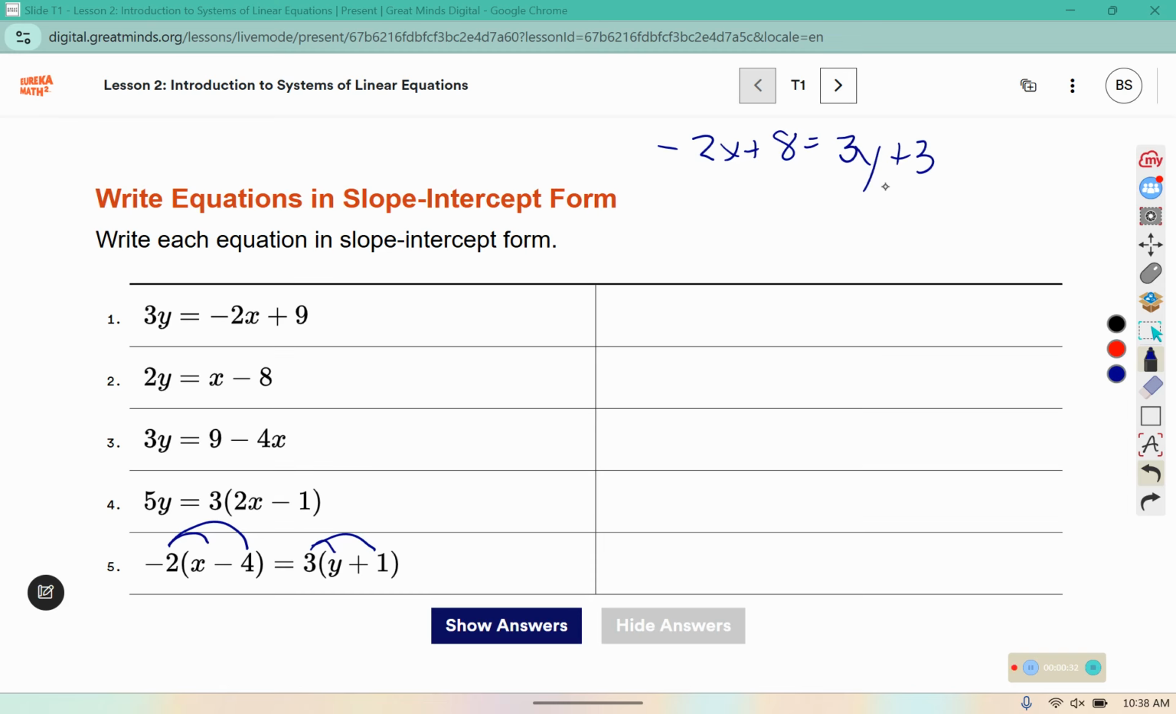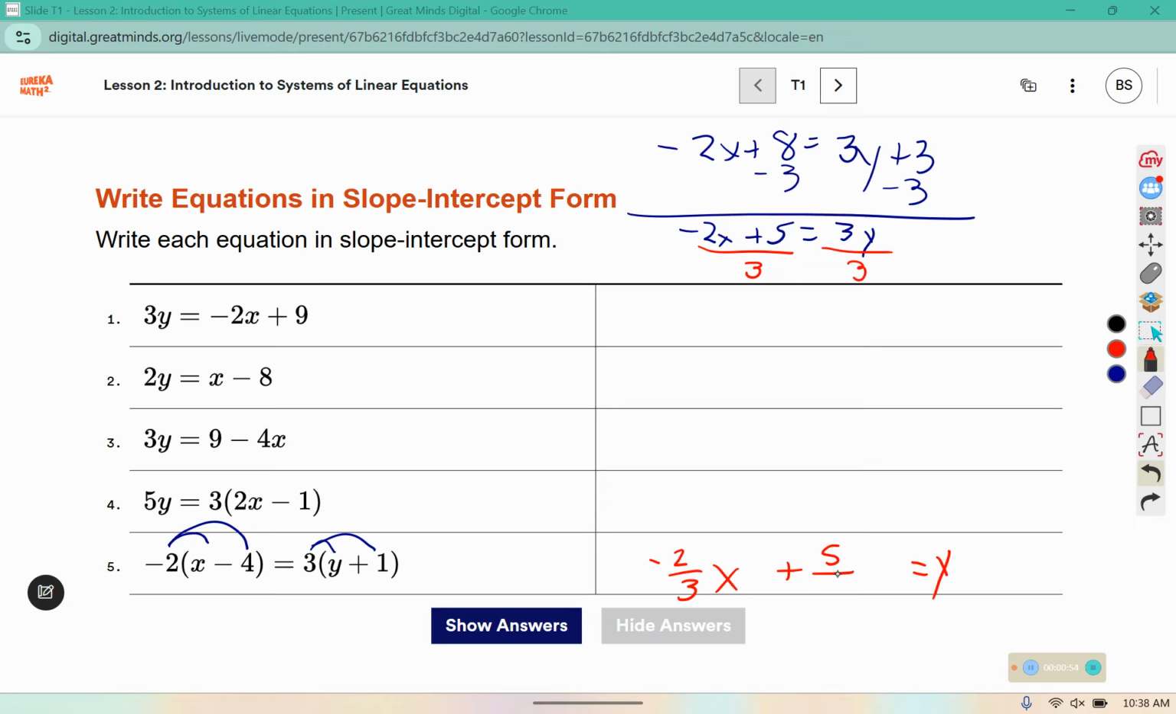So we're going to subtract 3, which gives us negative 2x plus 5 equals 3y. And then we will divide by 3. So that'll give us y equals negative 2/3 x plus 5/3. If you prefer to have the y first, so it's in that format y equals mx plus b, we can just swap this to the other side.